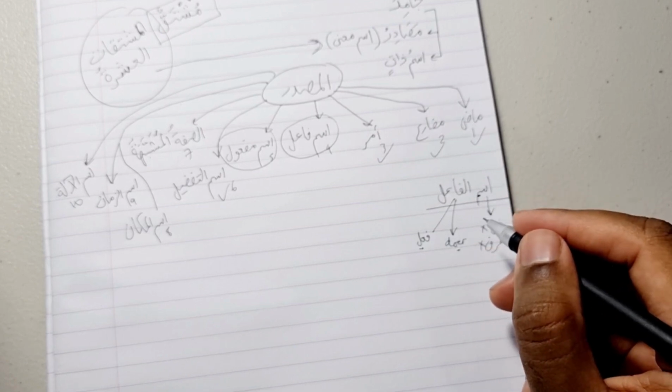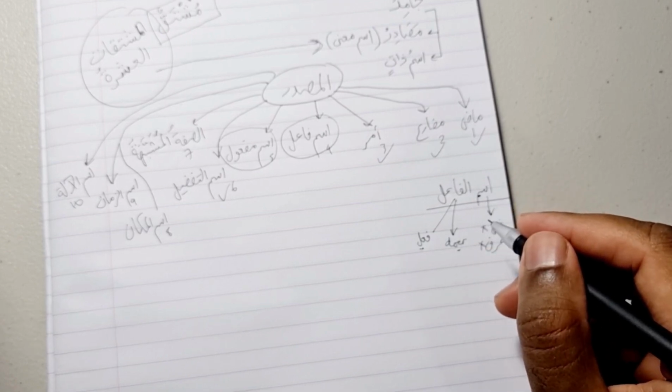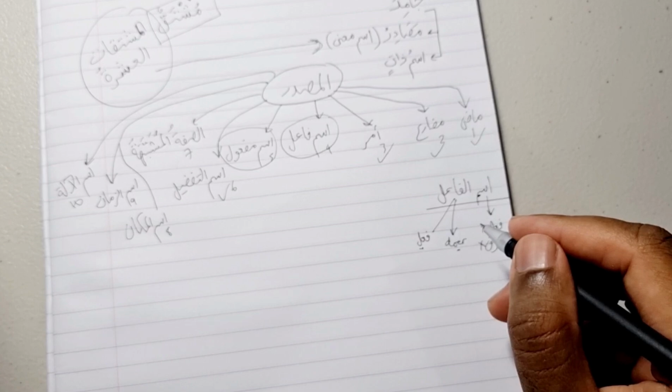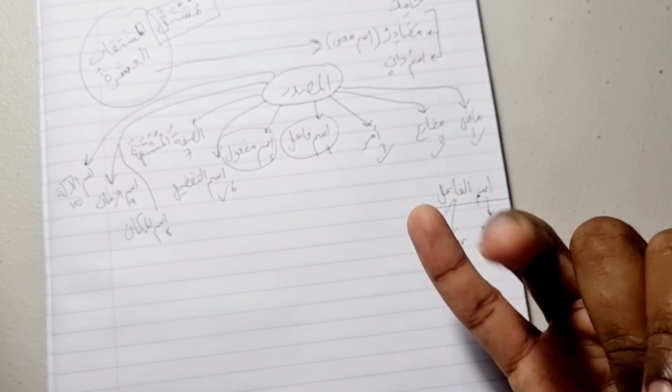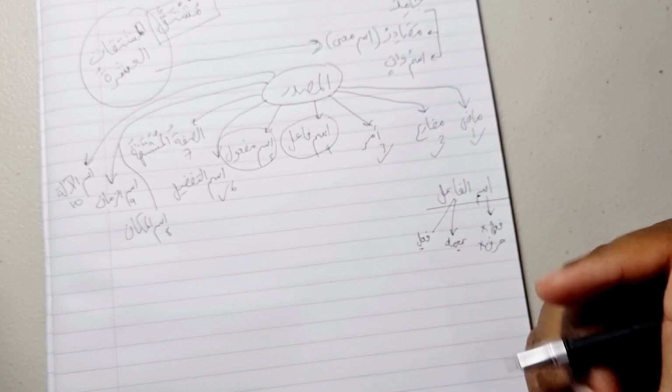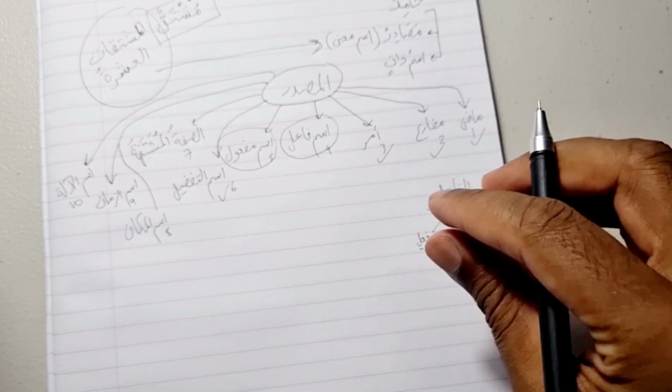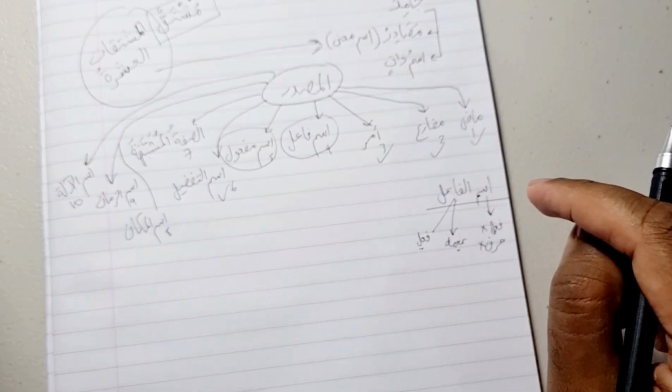So if I give you an example, if I said katib, for example, katib means a writer, someone who writes. Someone who writes indicates the person who does this action, and indicates the action of writing. Okay, it has those two meanings in this word.